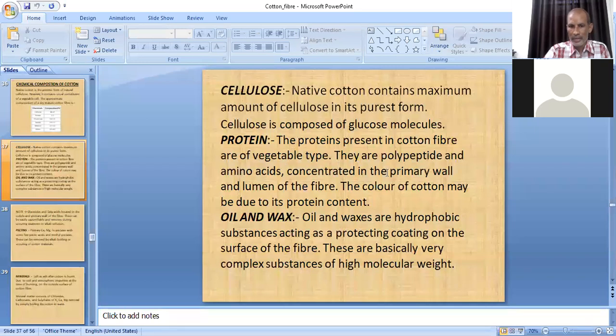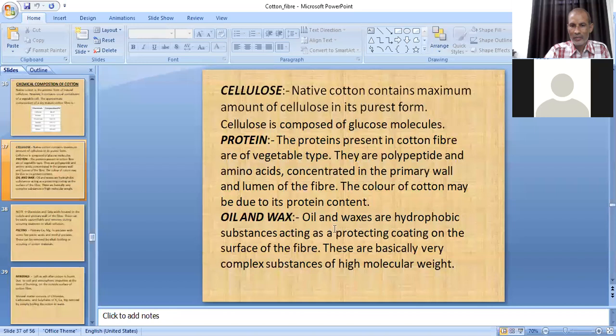They are polypeptides and amino acids concentrated in the primary wall and lumen of the fiber. Some is in the primary wall, and in the lumen the protein is found. The color of cotton may be due to its protein content. Whatever color the cotton has, white or brown, light brown or tan, is due to this protein content, depending on the percentage of protein. And this is found in the lumen as well as the primary cell wall.